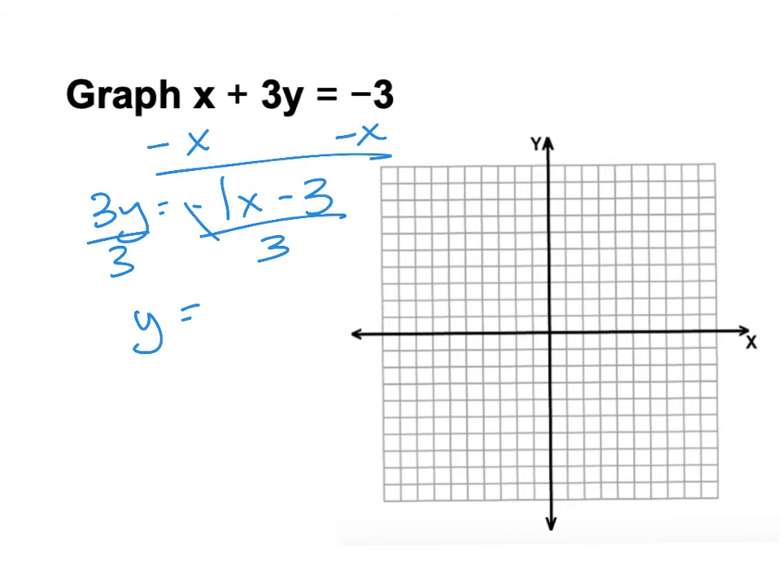Y equals, I'm going to have a negative 1/3 x. I got a minus sign, so it's going to be minus 1. There's my y-intercept. Down 1 to the right 3, down 1 to the right 3, and I would keep on going.